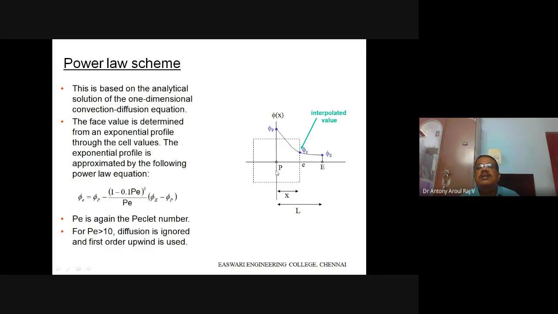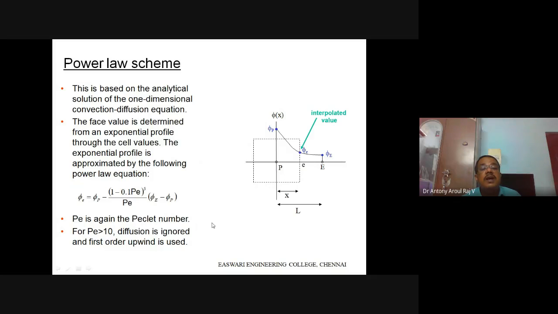The node under consideration is P, and on the right hand side, I am having E. So I do the interpolation as per the exponential. So that means phi E will be this term, phi P minus this. How are you getting that? By interpolation of the exponential, that is from the exact solution. So that also helps me in handling the convection.